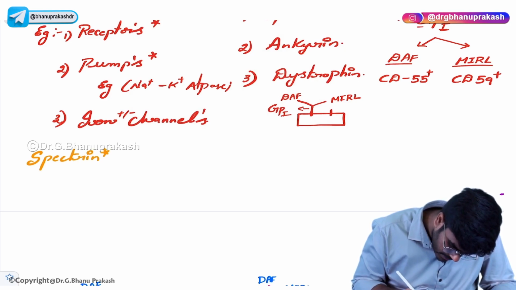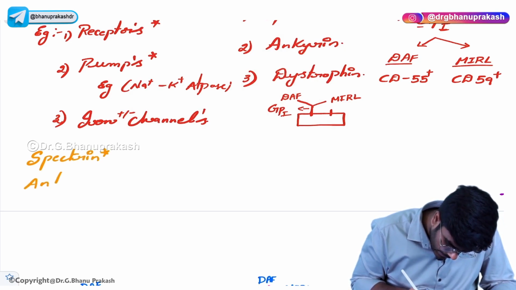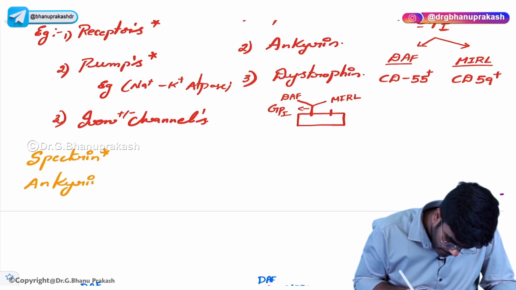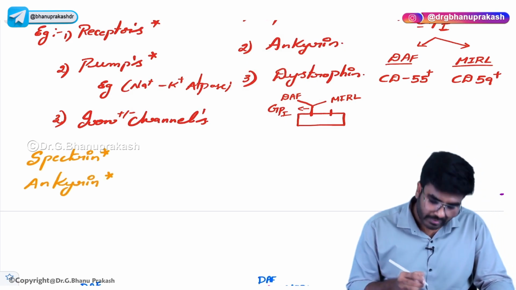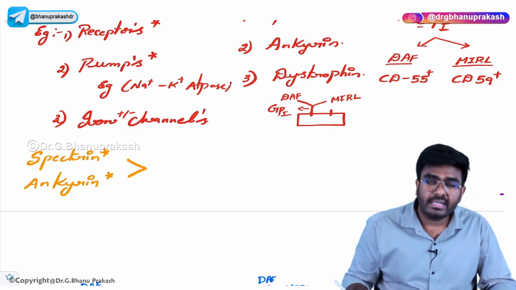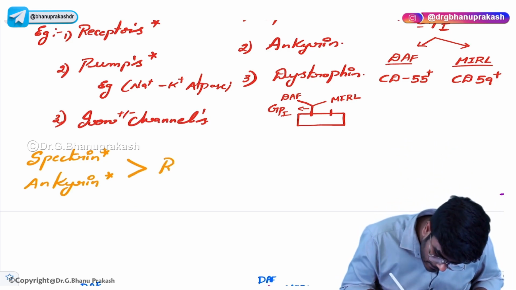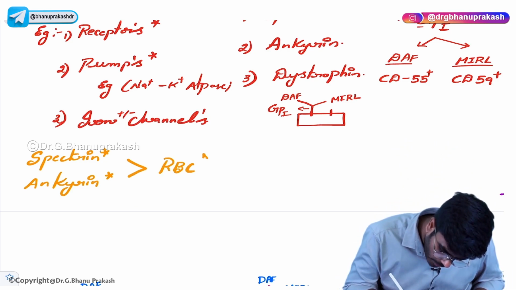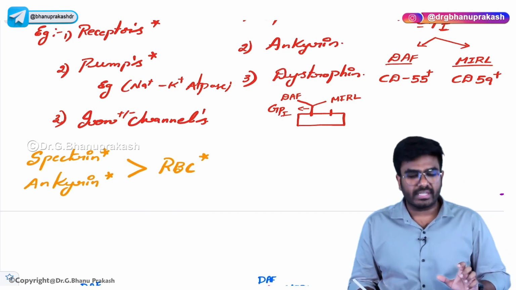Now what is this spectrin? Spectrin and ankyrin are examples of peripheral proteins. Now where are they present? They are present in the cell membranes of RBC. Now what is the importance of these two proteins in the RBC?